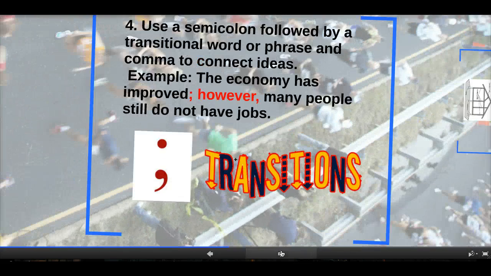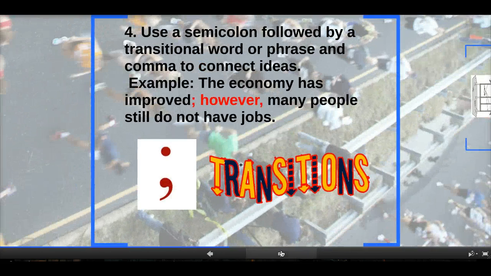Number 4. We can use a semicolon followed by a transitional word or phrase and a comma to connect ideas. Basically, anytime we're connecting two independent clauses with a transition word other than one of those FANBOYS words, something like however or for example, we would use a semicolon, the transition word, and a comma. So: The economy has improved, semicolon, however, comma, many people still do not have jobs. In this case, we're using a semicolon and a non-FANBOYS transition word to connect the two complete ideas. Let's keep going.